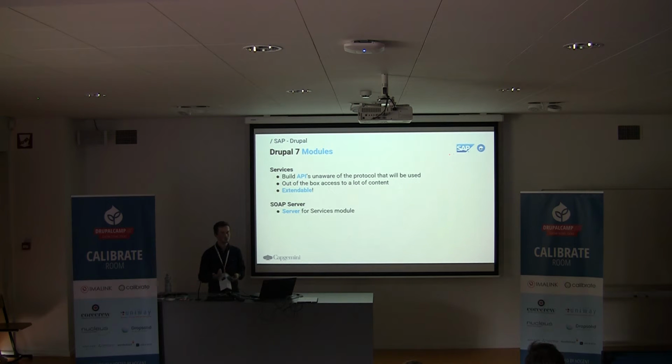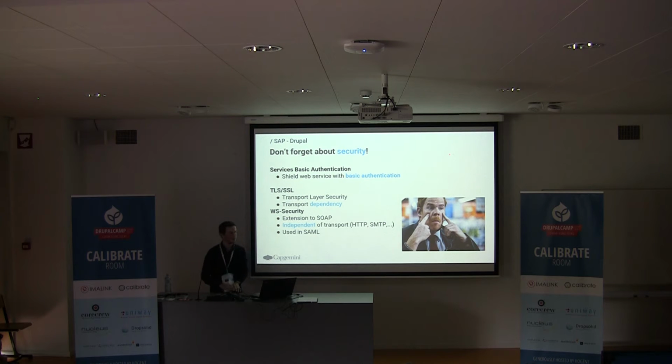Then, to provide a SOAP service, we have to have a SOAP server. And for this, we use a SOAP server module. It's not used that much, but it works and is appropriate for our goal. Now, before we go through, we have to think about security, and that's also what's said on this SOAP server module's page. We have to secure our web services, and we do this first of all by just shielding them off with basic authentication. You can use the services basic authentication module for this. But secondly, we also use, of course, HTTPS, so transport layer security, and you can use WS security.